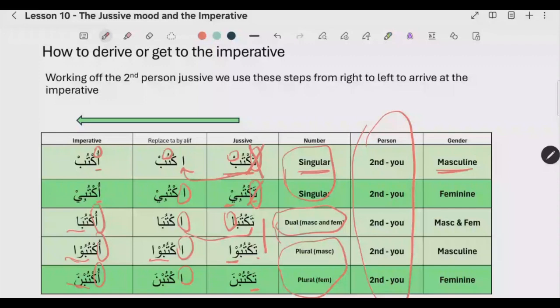Okay, so let me stop at this point. We'll go over this imperative once more in the next lesson just to strengthen the understanding of this particular form. It's quite easy to understand because you're looking at just two features. One in the beginning that's a bit different, where you have to have an alif, but at the end it looks really like the jussive form in its entirety, and also it's only the second person that applies. Okay, so let me stop at that point.